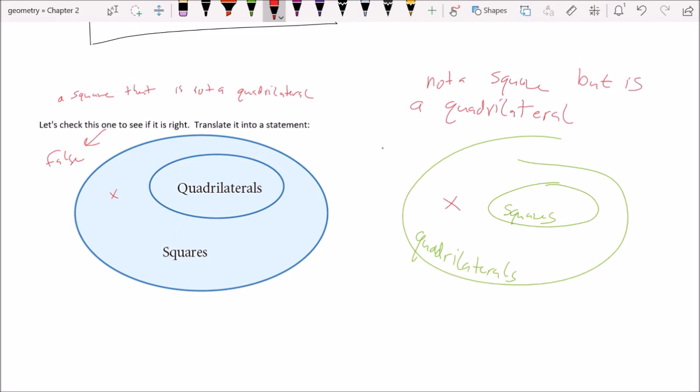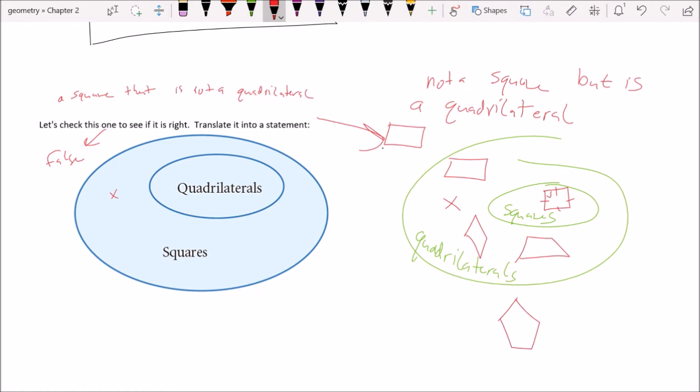Oh yes, there's lots of them. How about a rectangle? So this thing right here could be a rectangle. It could be a rhombus. It could be a trapezoid. In here you'd put a square. Okay, and on the outside maybe you would have a pentagon, because it's not a quadrilateral. So this statement was wrong, we've now fixed it.